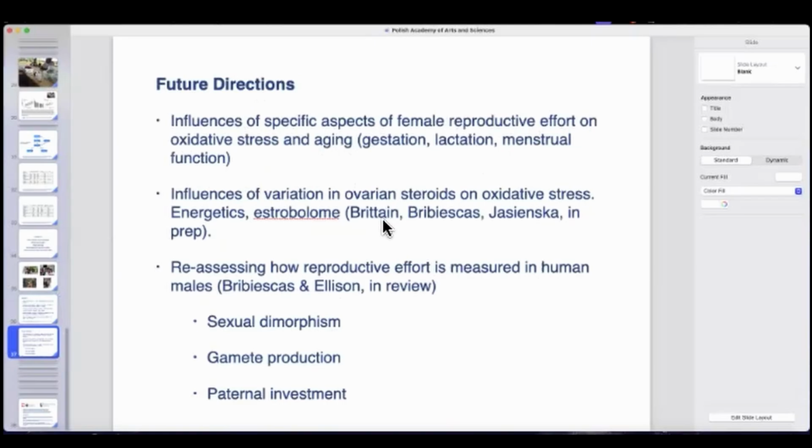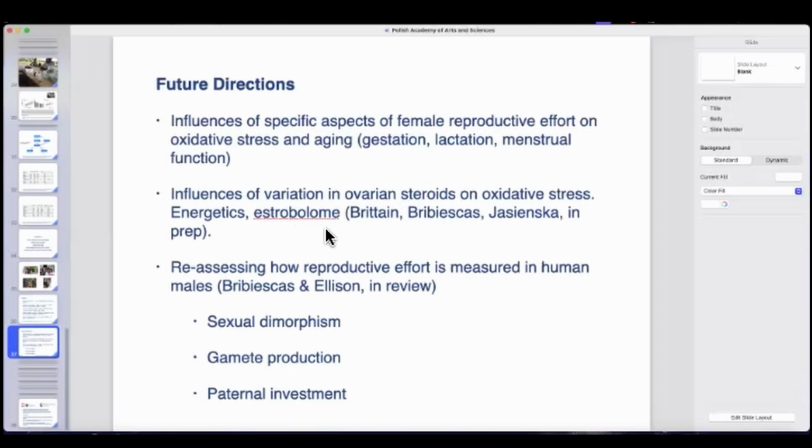A shout out to Becca and some of her research that she's doing right now: the influences of ovarian steroids on oxidative stress. There are some papers that suggest that estrogens, particularly estradiol, can be protective against oxidative stress, but that literature is kind of mixed. I think an energetic perspective would add some clarity. And then some of the more exciting things that are just over the horizon about the estrobolome by Becca would be really, really interesting here.